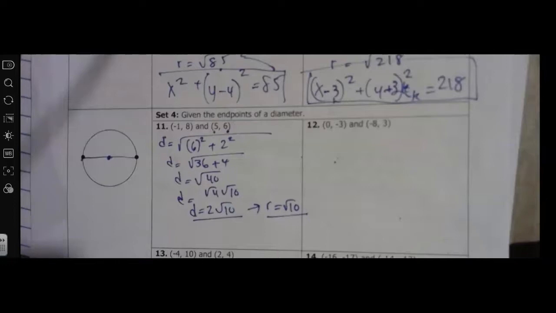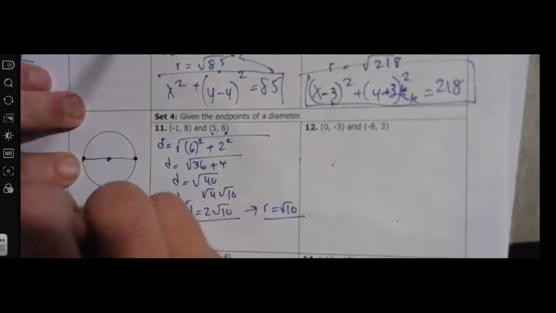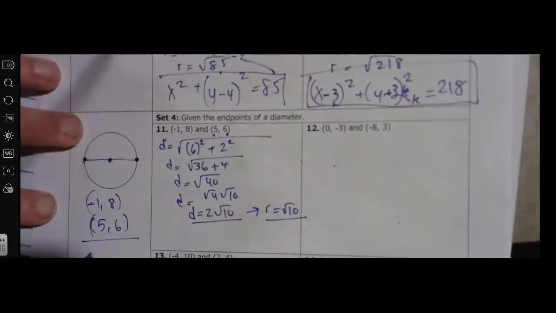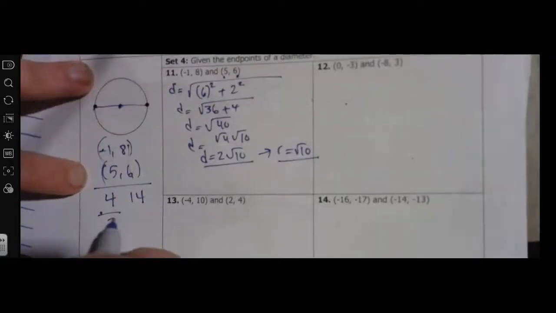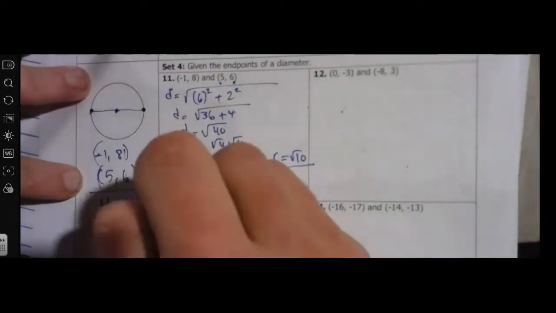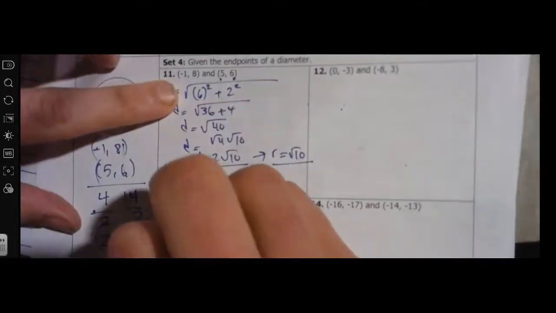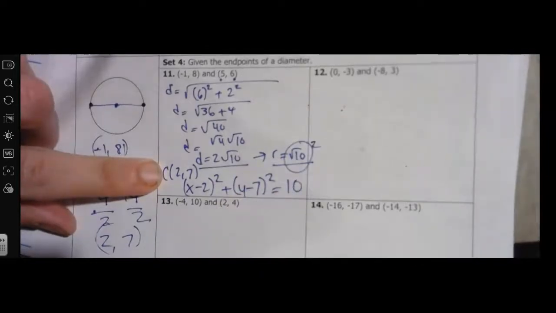So our radius is radical 10, and we do need the midpoint formula because we don't know what the center is. We have -1 comma 8 and 5 comma 6, so we add the two x's together and we get 4. Add the two y's together and we get 14. Then we divide them by 2, and we get 2 comma 7. So our center is 2 comma 7. Therefore we can write our equation now. We have x minus 2 squared plus y minus 7 squared is equal to radical 10 squared, which is 10.